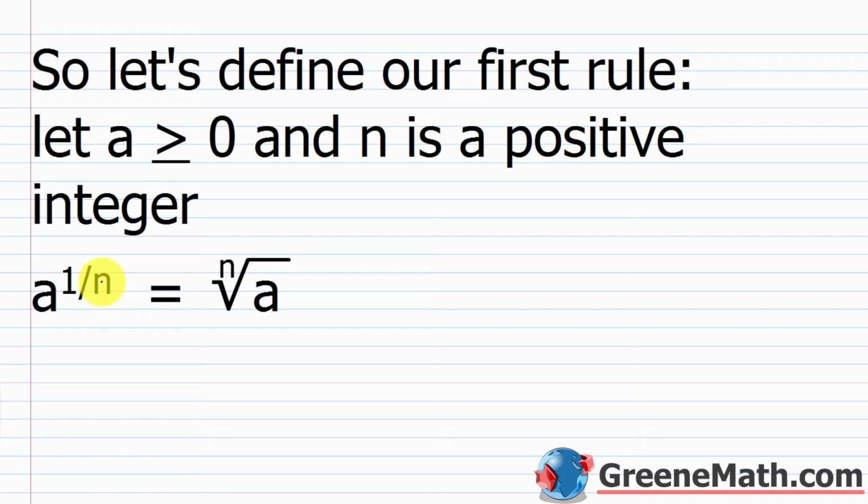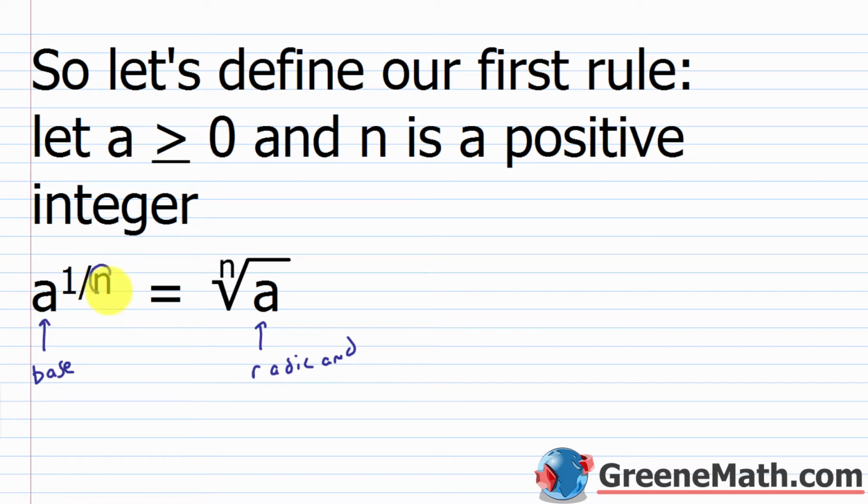Now, when we have these conditions met, we can say that a raised to the power of 1 over n is equal to the nth root of a. So in other words, when we're looking at it in exponential form, a is the base, and when we transform it over to this format, it's going to be the radicand.